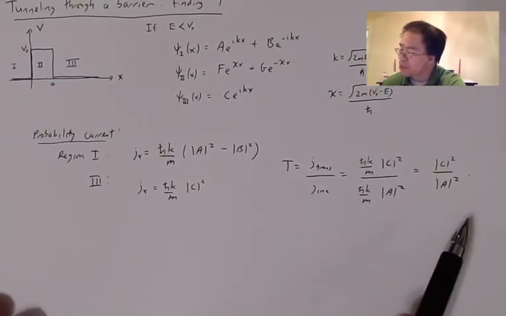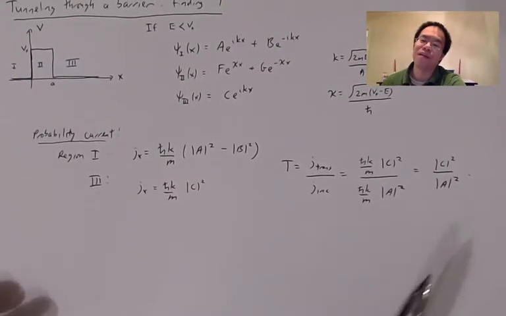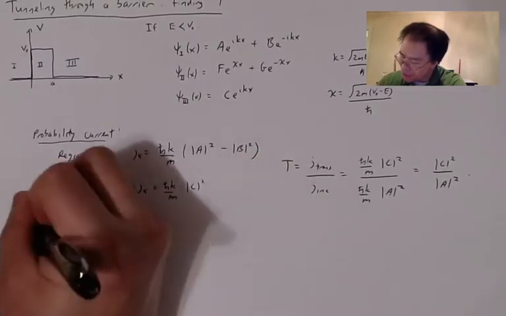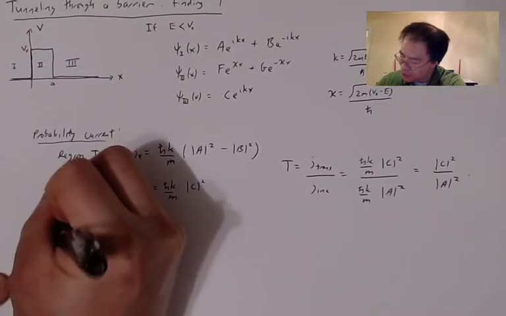But our goal ultimately is to eliminate everything besides C and A. Okay, so now let's just write down the boundary conditions.